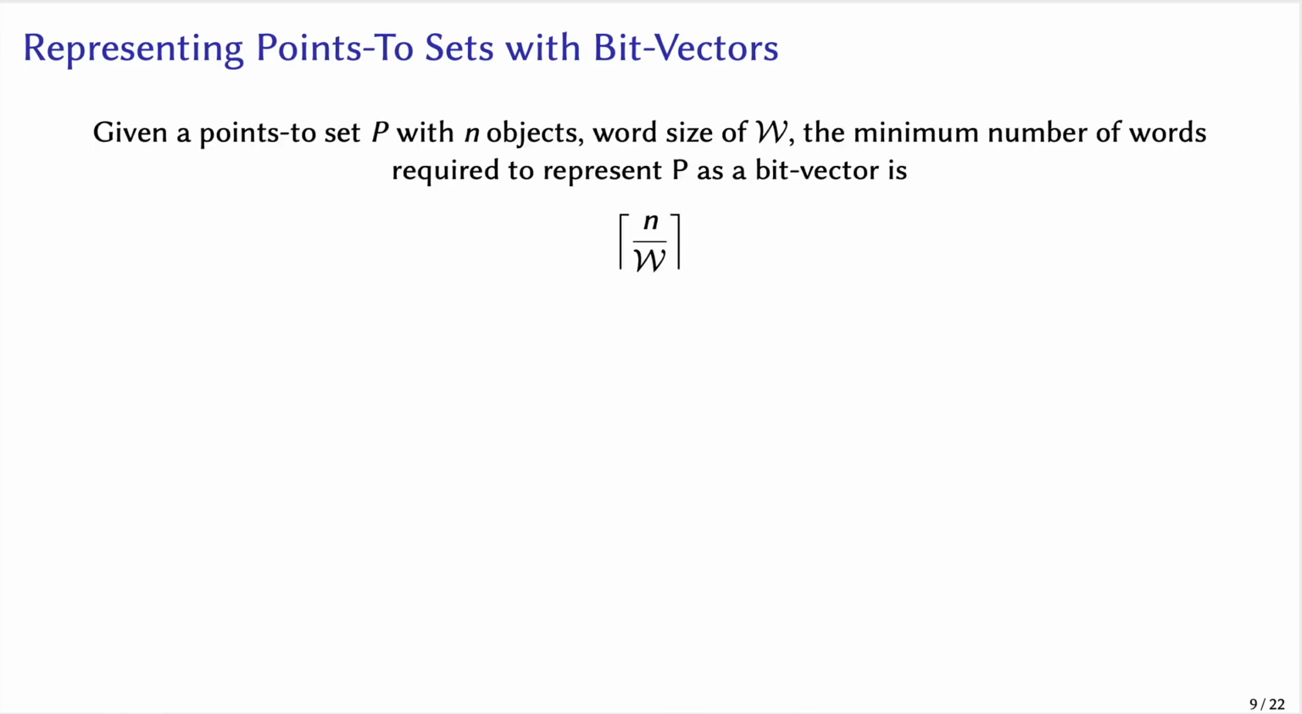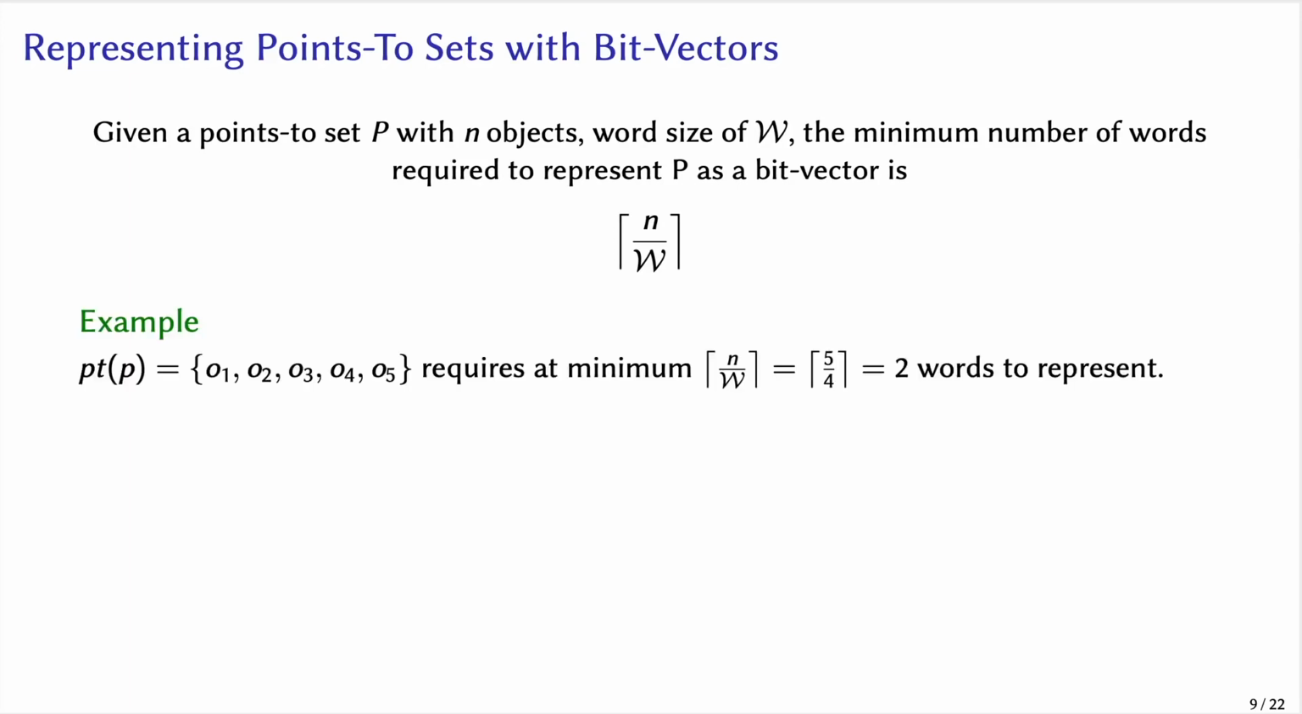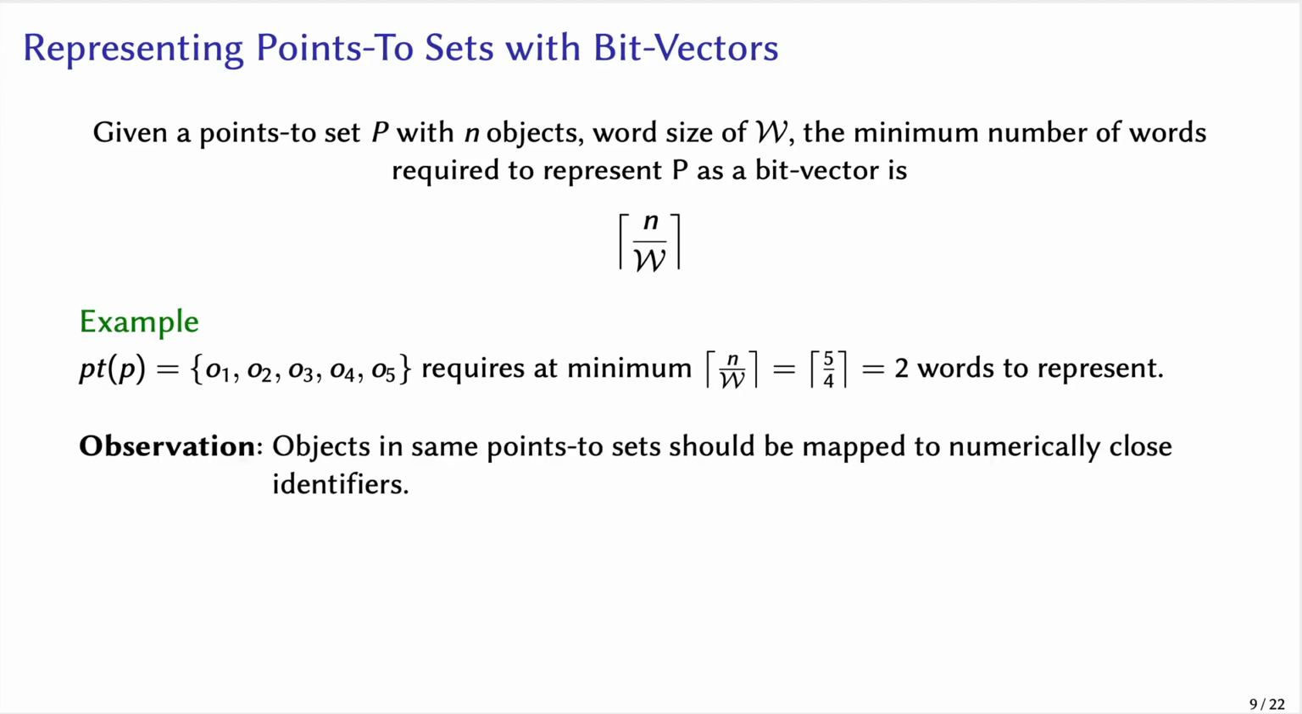More generally, given a points-to set with n objects and a word size of w, the ceiling of n divided by w is the minimum number of words required to represent that points-to set as a bit vector, that is, given a perfect mapping. For example, this set of 5 elements requires at minimum 2 words to represent when the word size is 4. We observe that objects which appear in the same points-to set should be mapped to numerically close identifiers to prevent large swathes of unset bits in bit vector points-to sets.